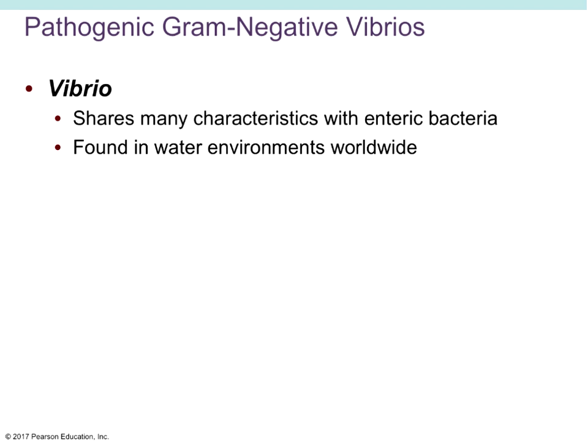Vibrios have many different characteristics of those enteric bacteria that we talked about in chapter 20, and we find Vibrios in water environments worldwide. Vibrios consistently cause cholera. So this is kind of a recap of where we've been. We've talked about a bunch of different gram-negative bacteria, the Rickettsias, the Chlamydias, and the spirochetes. Now we're going to look at this last group here.